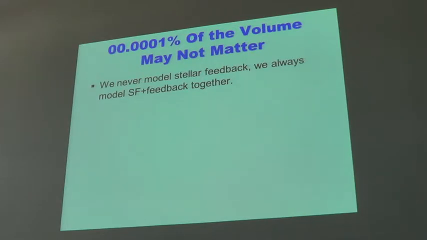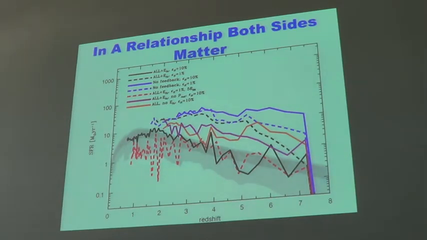Whenever we model stellar feedback, we actually never model feedback separately. If you come here and say, I am working on stellar feedback, you're actually wasting your time. Because you should always model star formation and feedback together. They are both subgrid models. They always come together. And one example of this is here. This is a plot from a recent paper by Andrey Kravtsov and Oscar Agertz.